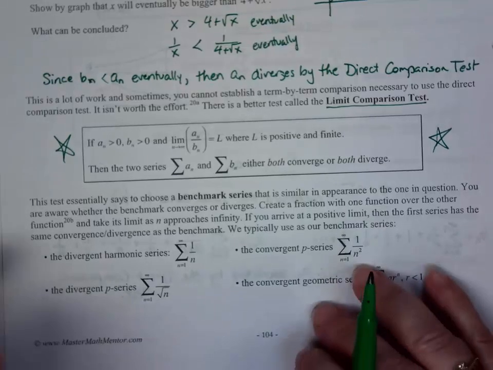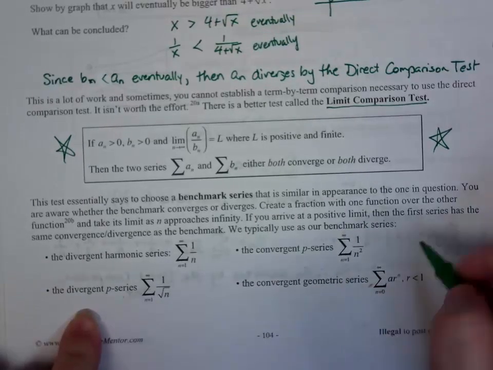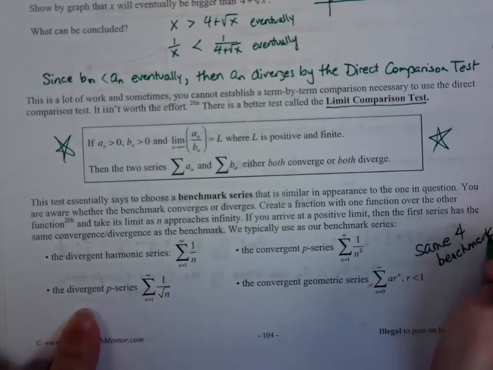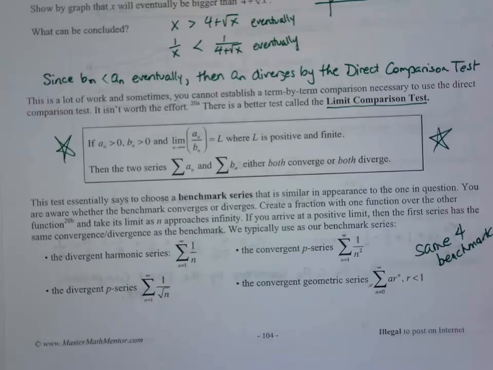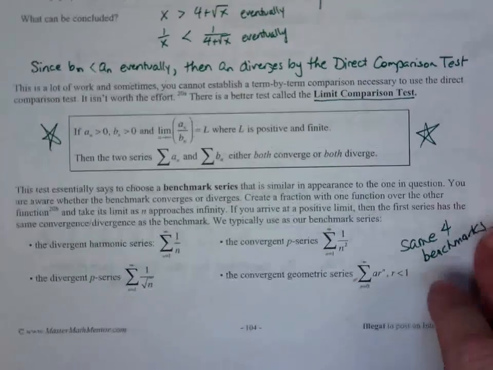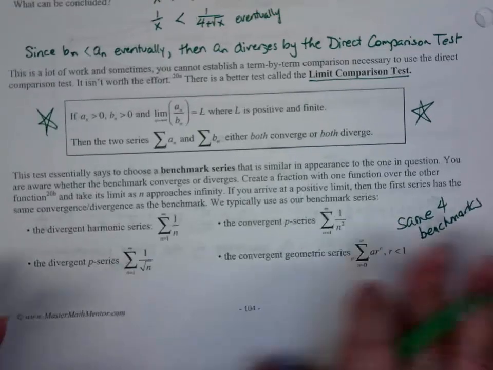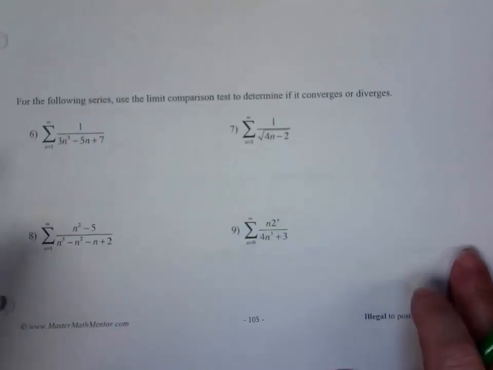These four right here are the same four benchmarks, the same four ones that we recommend that you use to compare to. We're going to put them on the flip chart so that you have them to see: 1 over n squared, 1 over the square root of n, or a geometric. All right? So let's go to the next page. This is doing both of the same problems we just did, but we're going to do it with limits. Let me show you how this works.